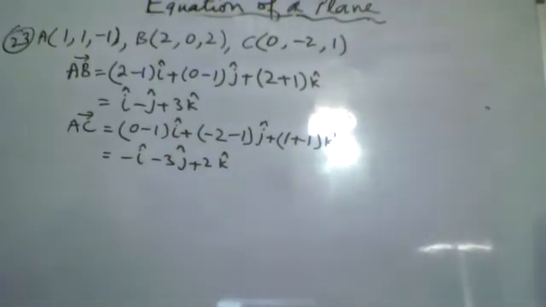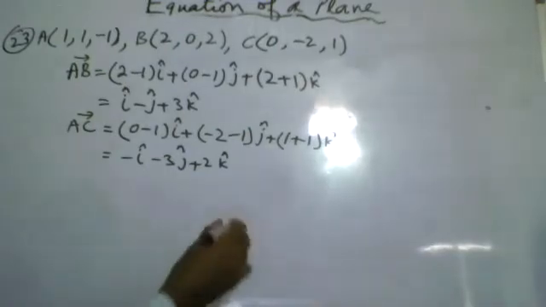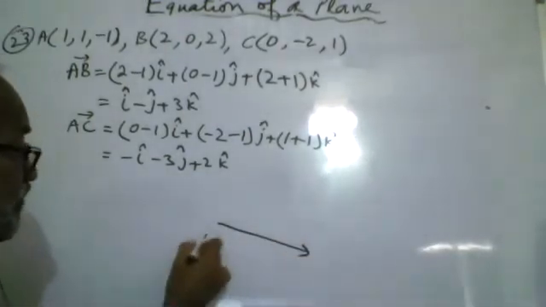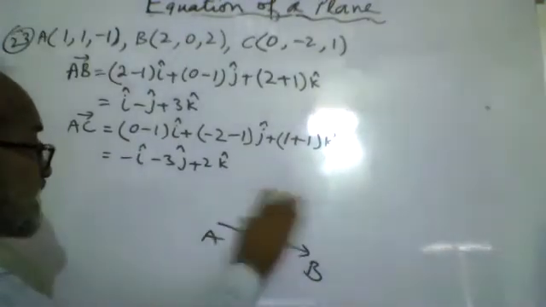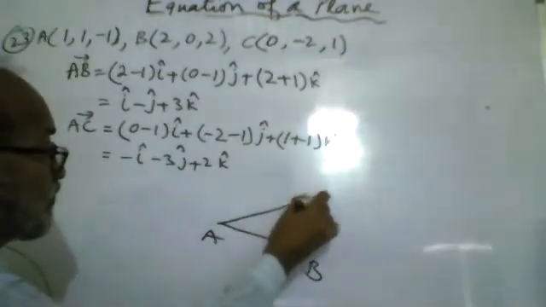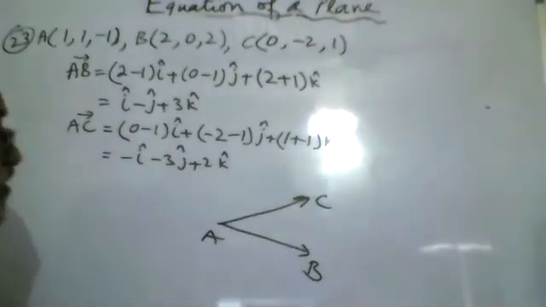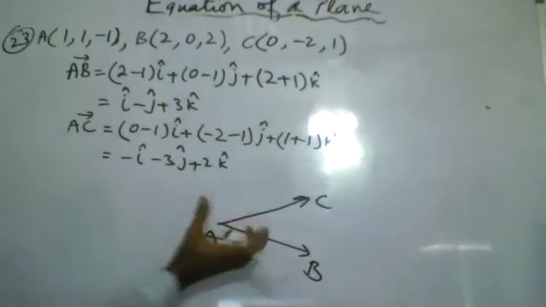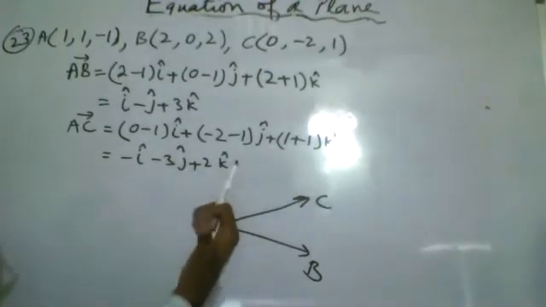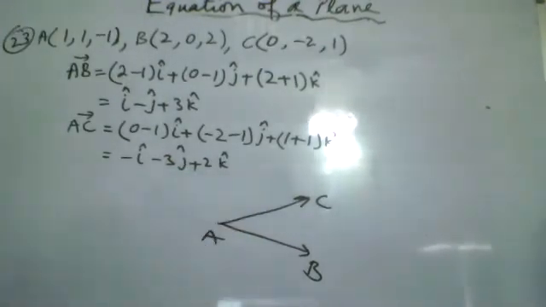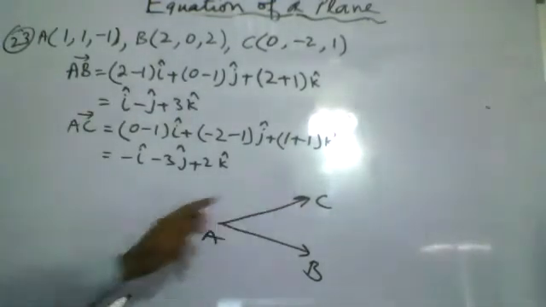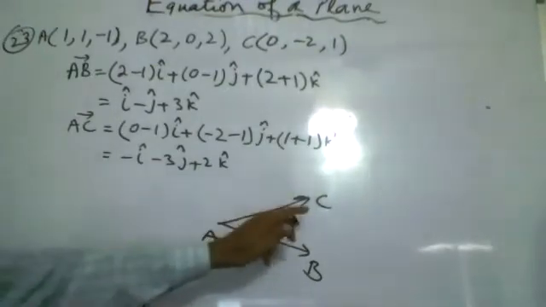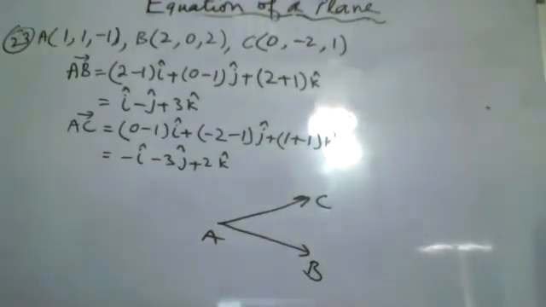So when these two vectors AB and AC are there, we will take the cross product. A is the same point. The cross product AB cross AC will be a vector perpendicular to the plane. These three points A, B, and C are on the plane. So we found the vector AB, found the vector AC, and AB cross AC will be a vector perpendicular to the plane.